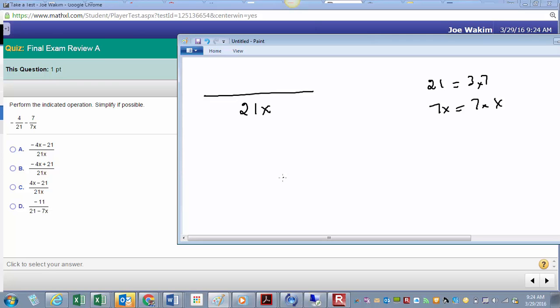To go from 21 to 21x, I need to multiply by x. Let me multiply negative 4 by x. Negative 4x. To go from 7x to 21x, I need to multiply this by 3. Let's multiply the negative 7 by 3. I guess that's the final answer. I cannot do anything. Negative 4x, negative 21 over 21x. That's A again.